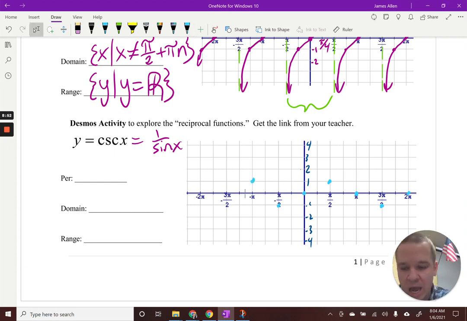Oops, skipped one. I think I did that one other time too. My goodness. Can't be skipping. Okay, so we can see that sine curve, right?